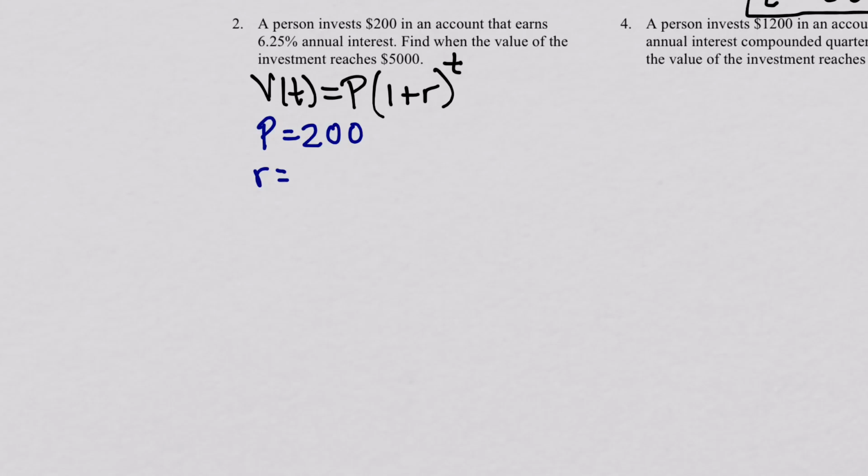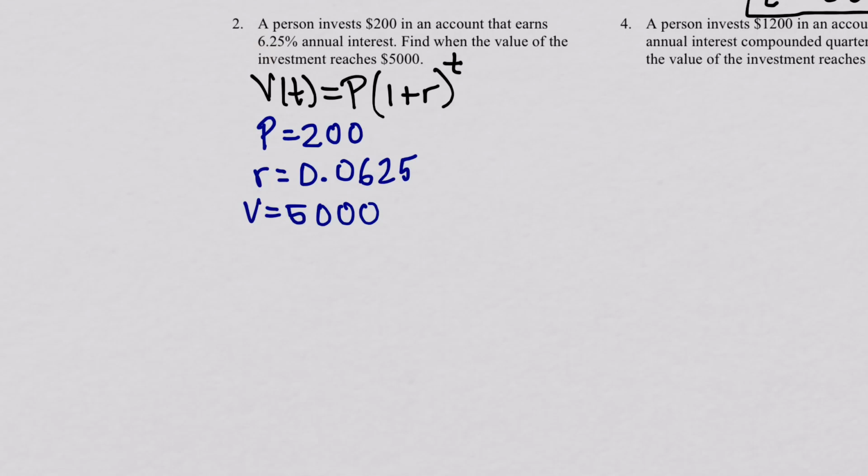So it's going to be 0.0625. You don't see that, just think: we're moving the decimal 2 times to the left, right? So we need to add another 0 in front of the 6. Okay, next what they gave me is to find when the value of the investment reaches 5,000. That's V. V is 5,000.